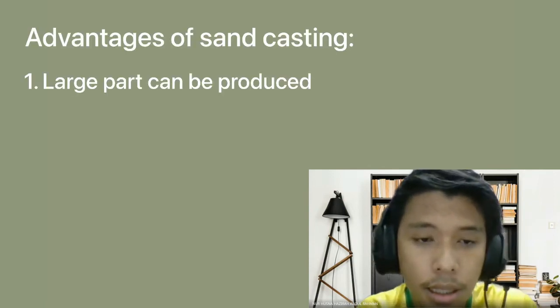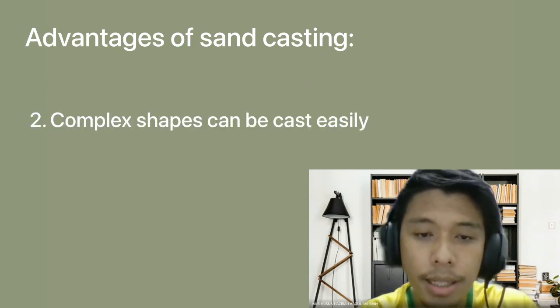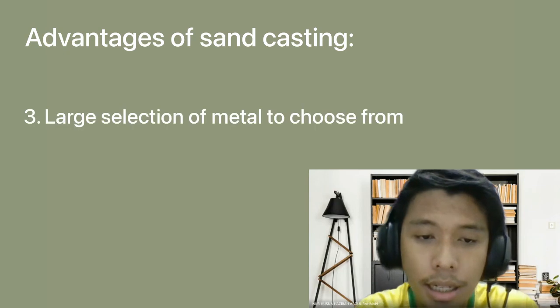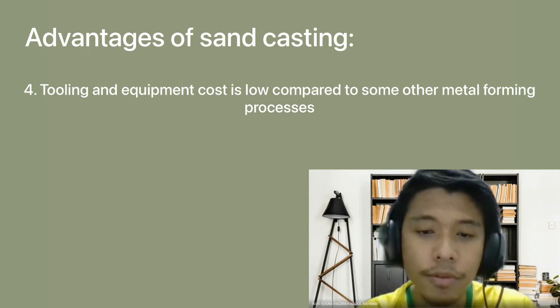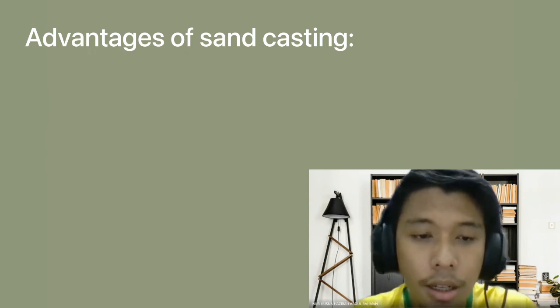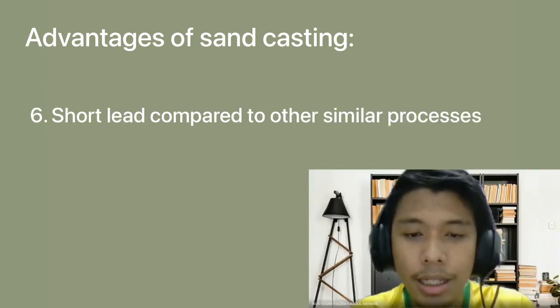Advantages of sand casting. First, large parts can be produced. Second, complex shapes can be cast easily. Third, there is a large selection of metals to choose from. Fourth, tooling and equipment cost is low compared to some other metal forming processes. Fifth, scrap metal can be recycled compared to other similar processes.